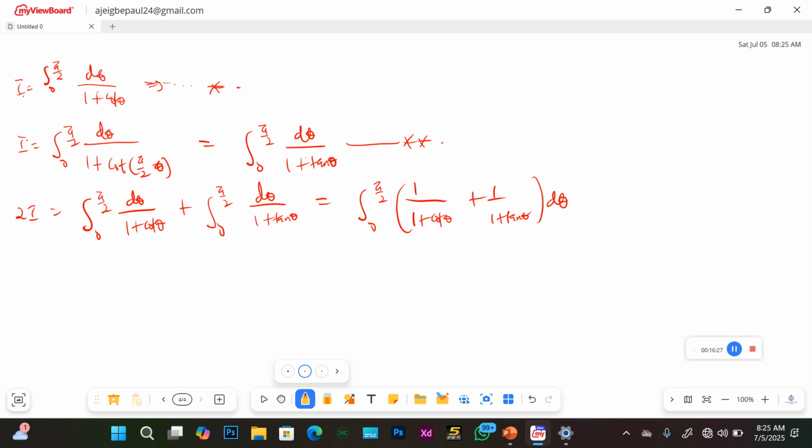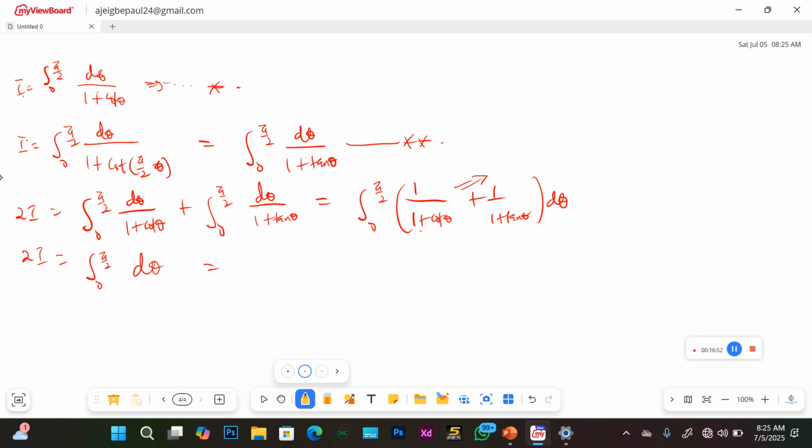then you put your d theta. Now if you simplify 1 over 1 plus cot theta plus 1 over 1 plus tan theta, definitely you are going to get what? You are going to get 1. You can try that in your leisure time and check. That one will give you 1. So you are going to have 2I equal to the integral from 0 to pi over 2 of 1 times d theta. So that is 1 d theta.